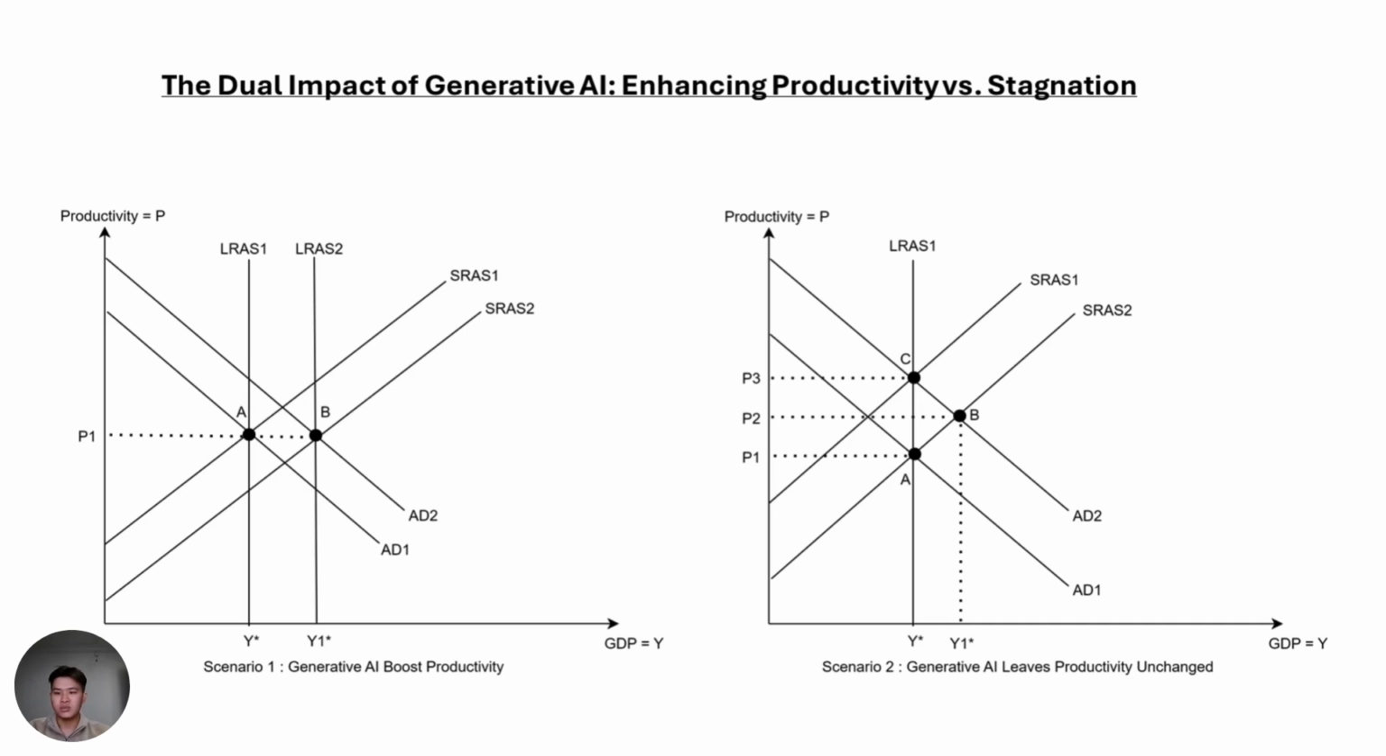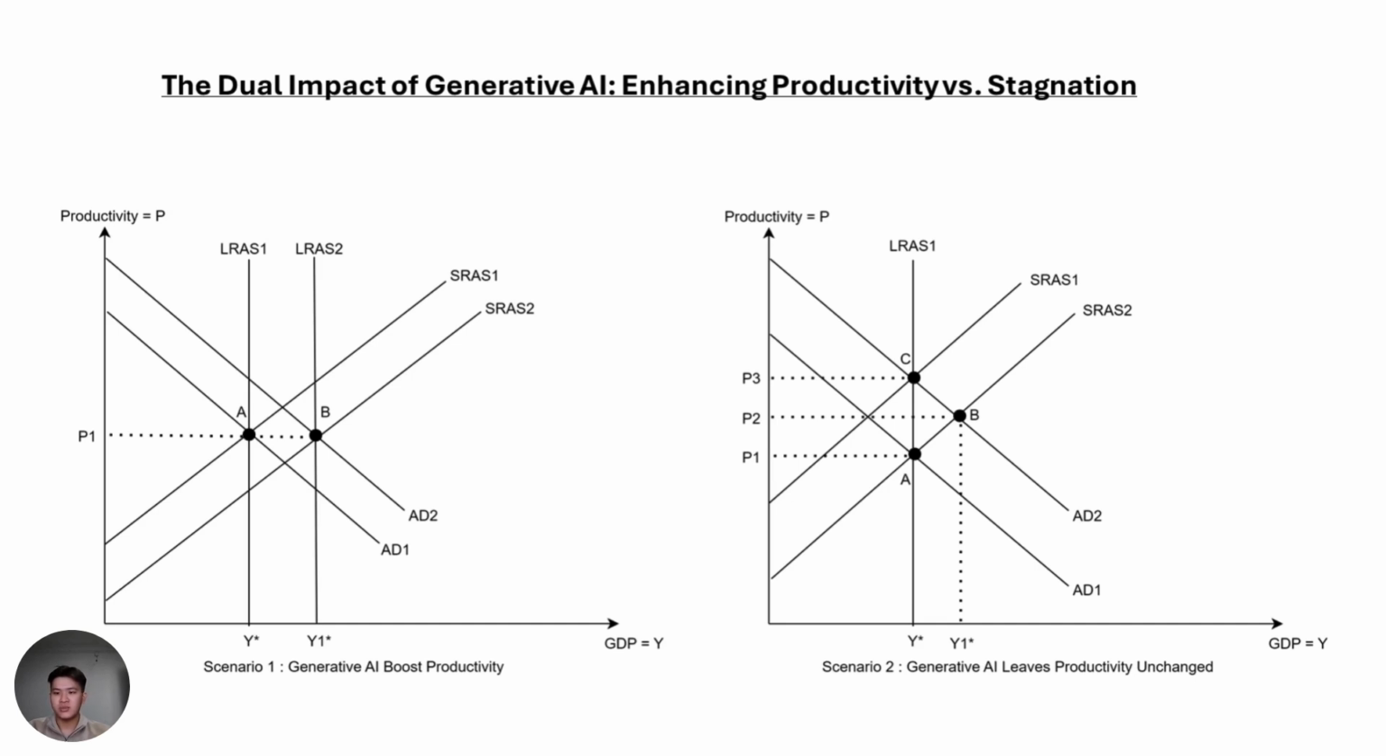while price remains stable at P1. In scenario 2, AI does not lead to major productivity improvement, but it drives up demand, resulting in inflation without much GDP growth. The economy begins at point A, where AD1 and SRAS1 meet, reflecting the initial price level P1 and output Y*. However, LRAS1 stays the same, indicating no change in the economy's long-term capacity.